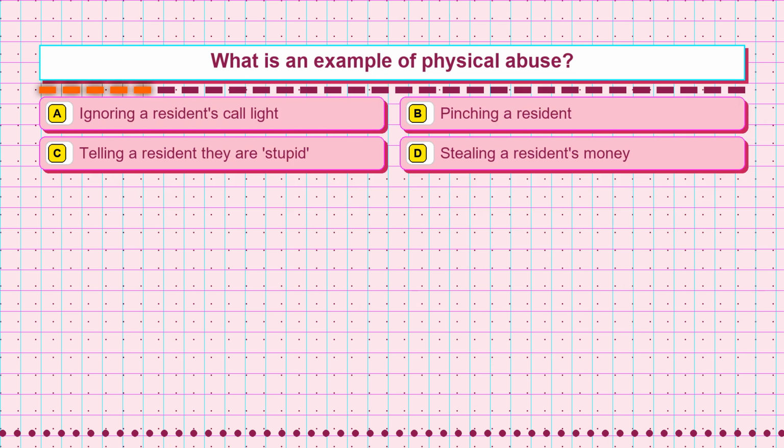Question 58. What is an example of physical abuse? Option A, ignoring a resident's call light. Option B, pinching a resident. Option C, telling a resident they are stupid. Option D, stealing a resident's money.